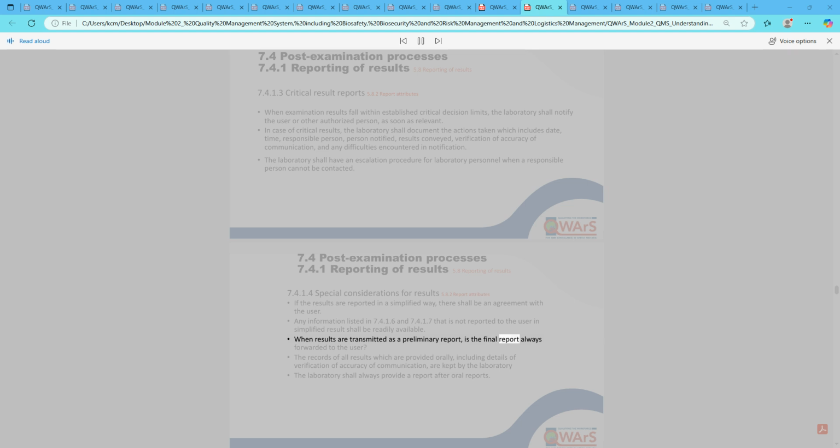Is the final report always forwarded to the user? The records of all results which are provided orally, including details of verification of accuracy of communication, are kept by the laboratory. The laboratory shall always provide a report after oral reports.